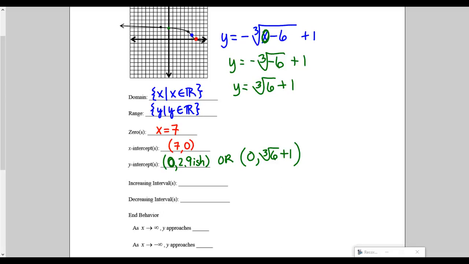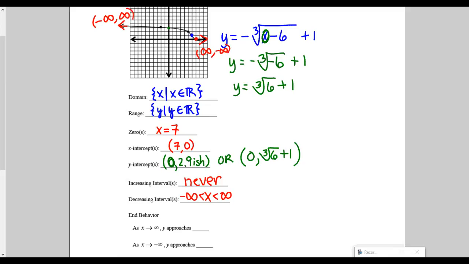All right, increasing, decreasing. For increasing and decreasing, we have to go from the left to the right. As I go from the left to the right, this is falling the whole time. So it's never increasing, it's only decreasing. It's decreasing everywhere, which is from negative infinity to infinity. Remember, for this we're using the x value, which is negative infinity, and for this we're using the x value, which is positive infinity. So be sure you have these in the right order, using the x's, not the y's, because the y's are the opposite of those.